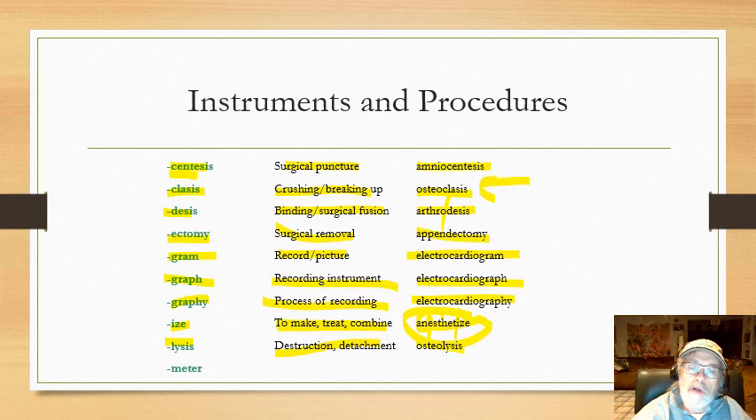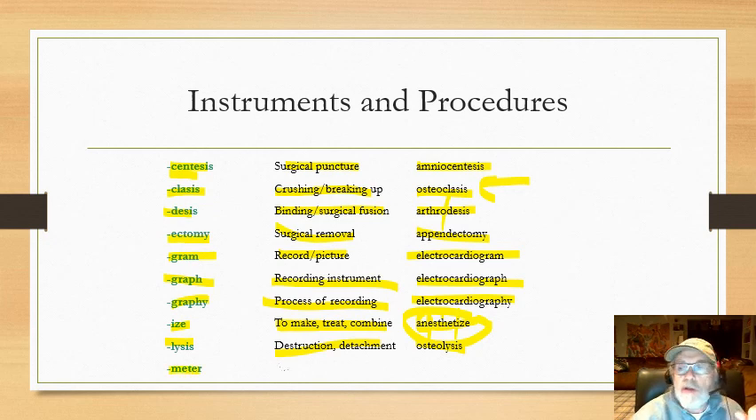Lysis, we had this one before, means the destruction. Okay, osteolysis. Osteo means bone. Lysis means destruction. Some types of tumors will cause an osteolysis. When you look at them under x-ray, what happens? The bone has been destroyed or removed, and it's called an osteolysis. So lysis is just a suffix that means the destruction of something.